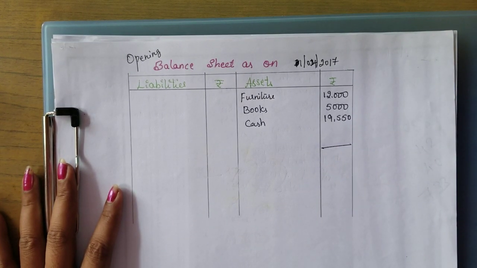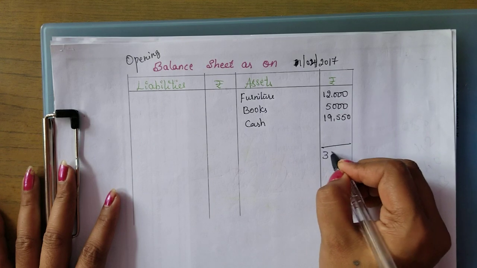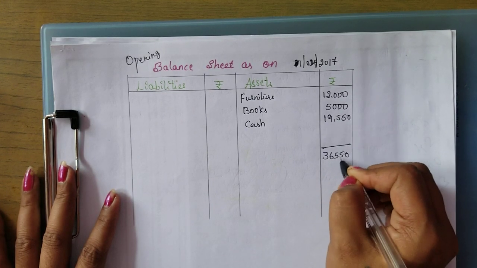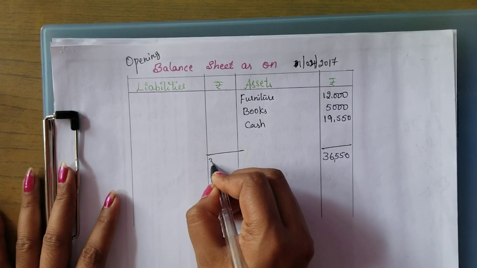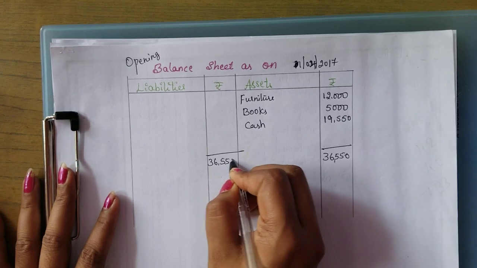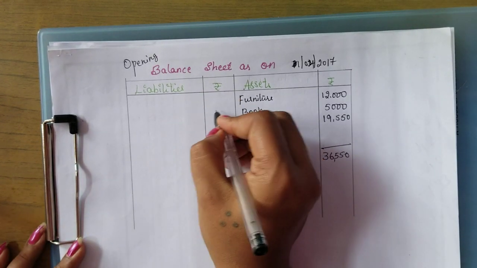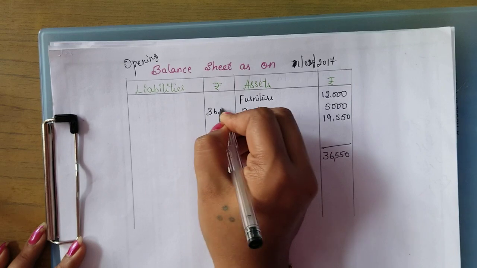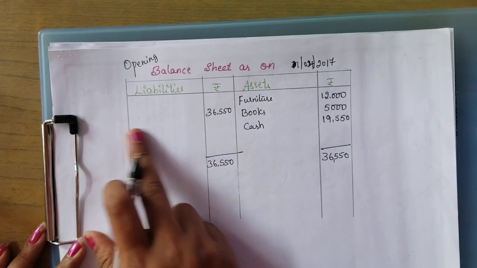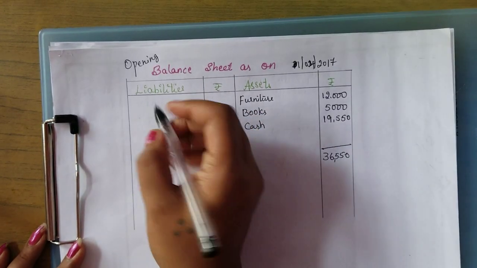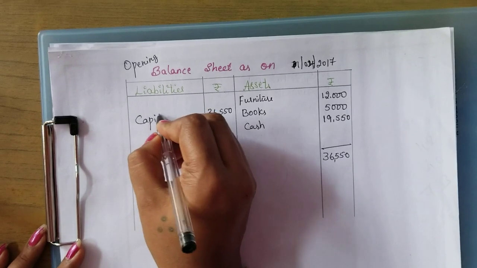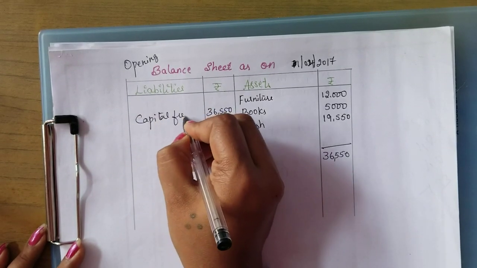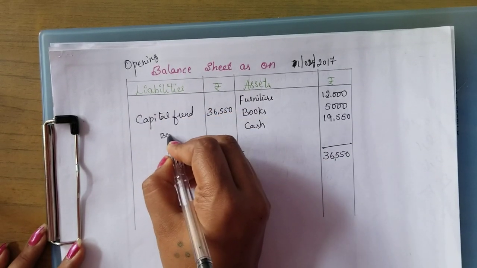12,000 plus 5,000 plus 19,550. So you have 36,550. Both sides we are going to close the account with the same amount. That means the balance carried on will be the same amount, which is named as capital fund. Okay, balancing figure.